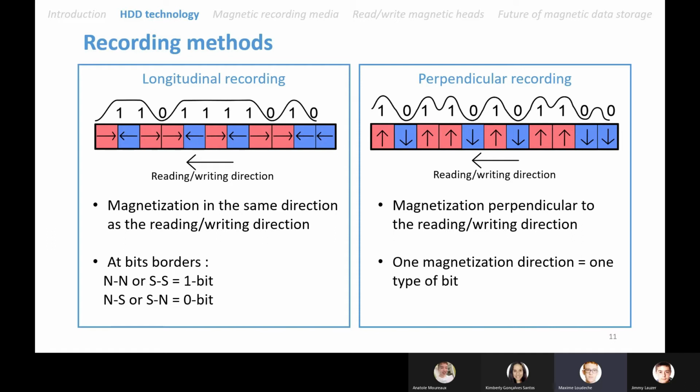It's not the same for the second recording method, which is the perpendicular one. It was discovered a lot later than the first one, and we will see why in the second section. In this case, as you can see on the slide, the bits are represented directly by the orientation of the magnetization of a small zone.